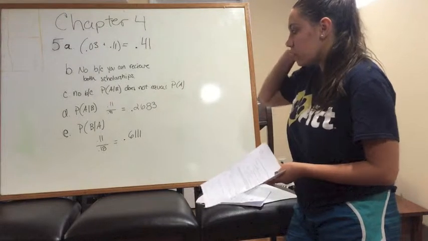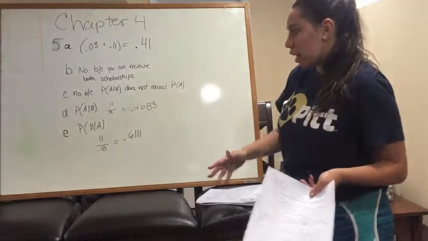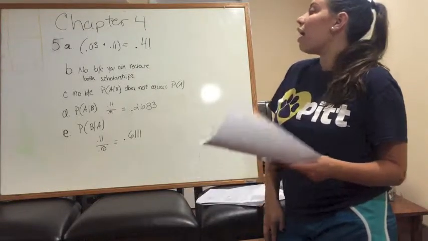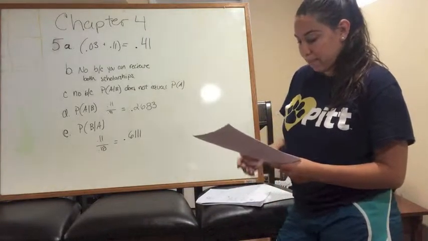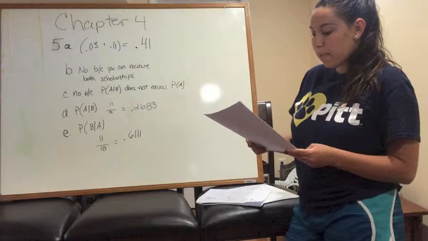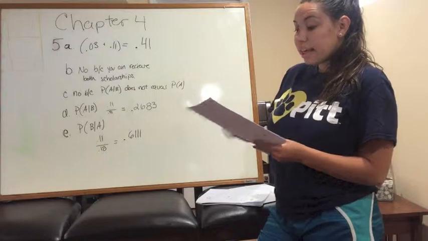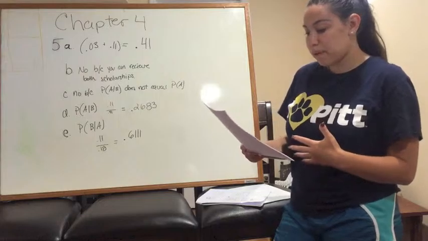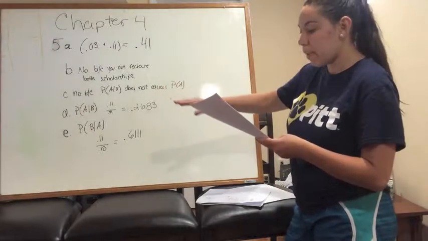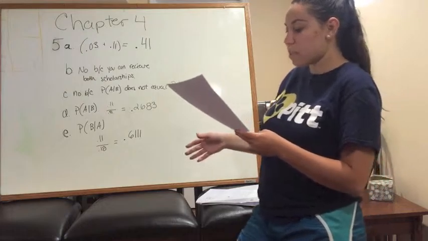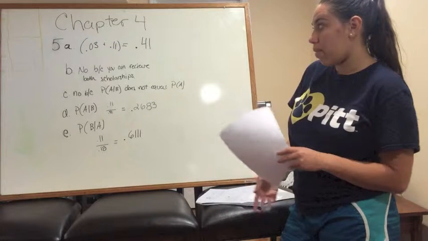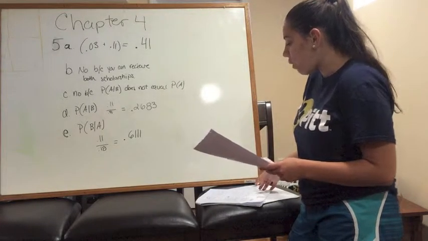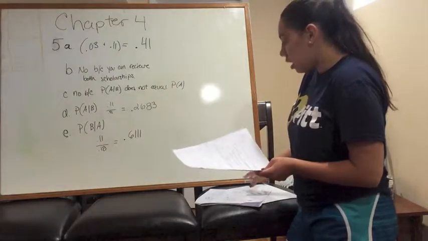For D and E, they are not independent because, like I stated before, the probability of A given B does not equal the probability of A, and the probability of B given A does not equal the probability of B. For question D, it says, what is the probability of receiving the athletic scholarship given that you have been awarded the merit scholarship? So this is a case of the probability of A given B. So we take 0.11, the probability of both scholarships, divided by 0.41, the probability of the merit scholarship.